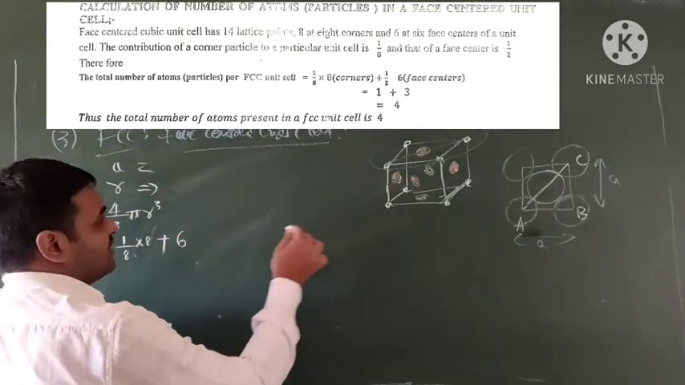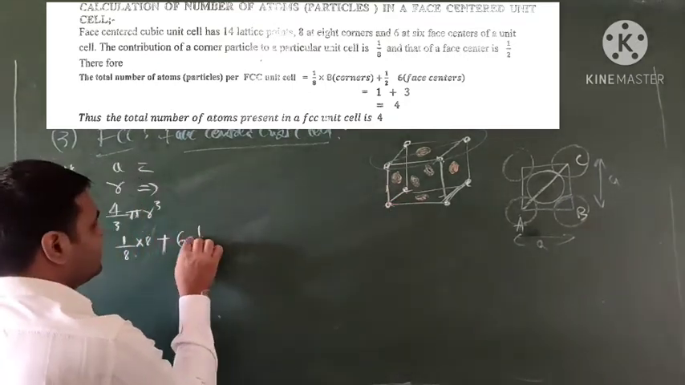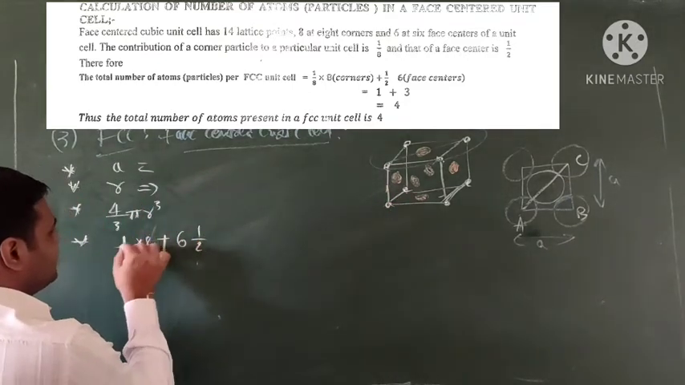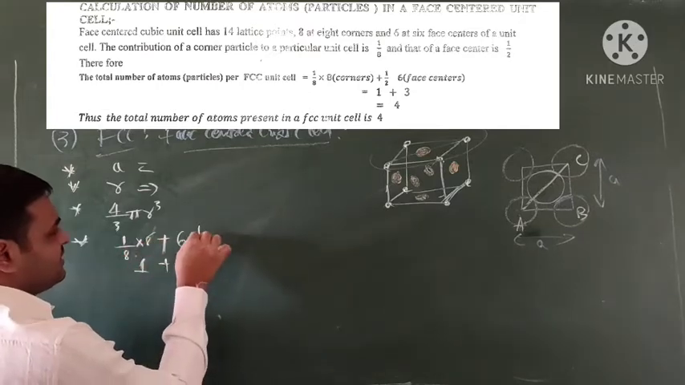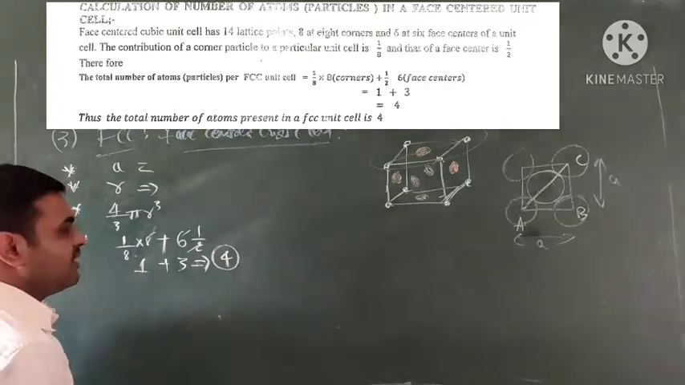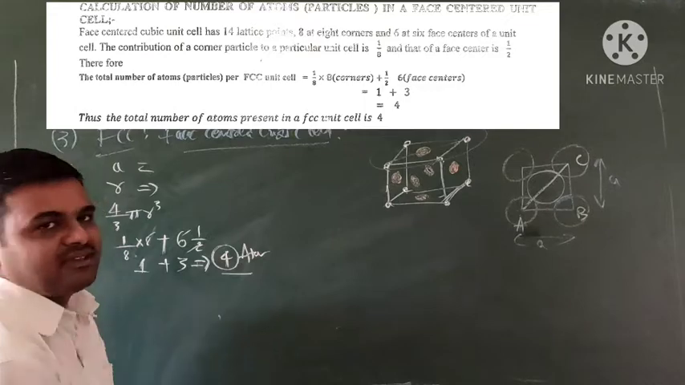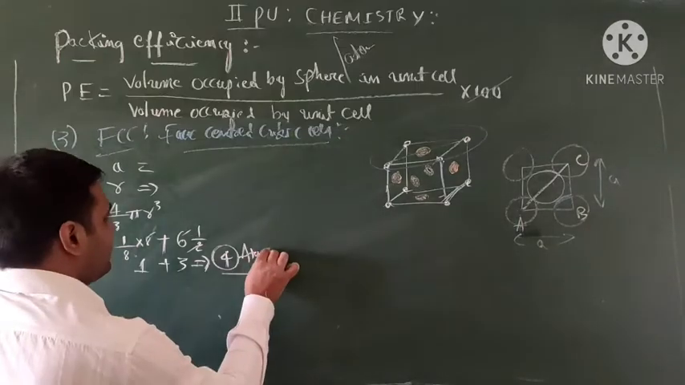Six faces. So how much of each face will appear? Half of the face will appear. This is 1 by 2. So we get 1 plus 6 by 2, which is 3. So the total number of particles or atoms present in the face-centered unit cell is 4.